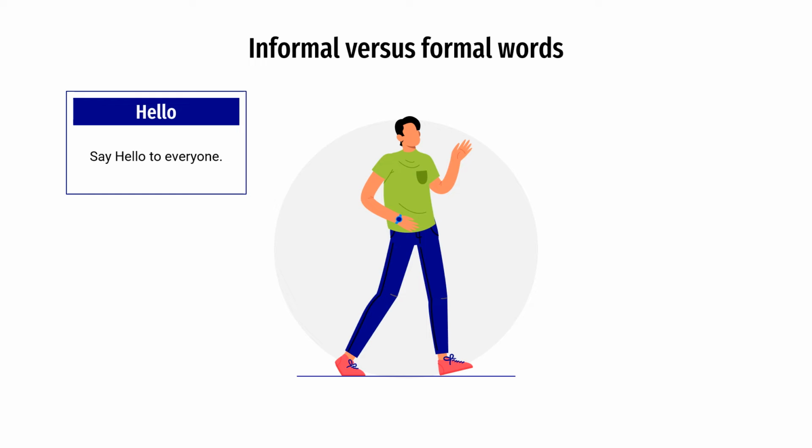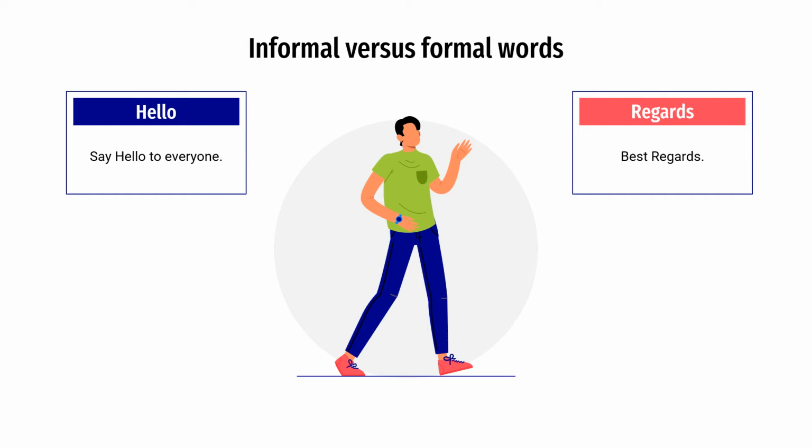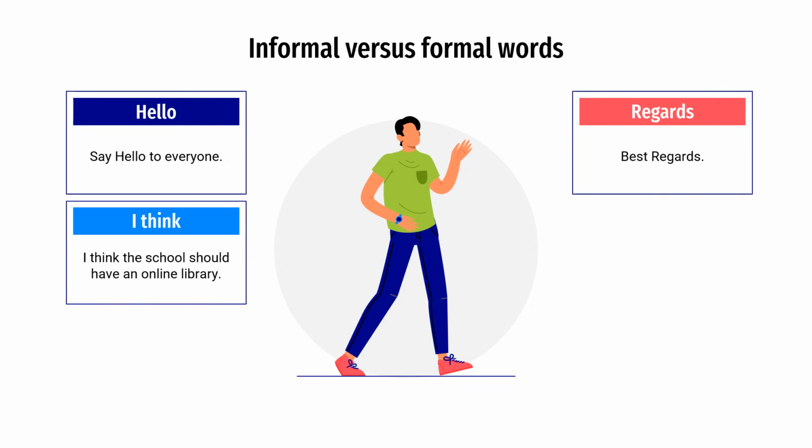The first word is hello. Say hello to everyone. As I have already informed you in my several classes, hello is an informal word. Instead of hello, you can say best regards or regards, warm regards. So when you write a formal letter, you should avoid hello and keep writing like regards, best regards, warm regards.